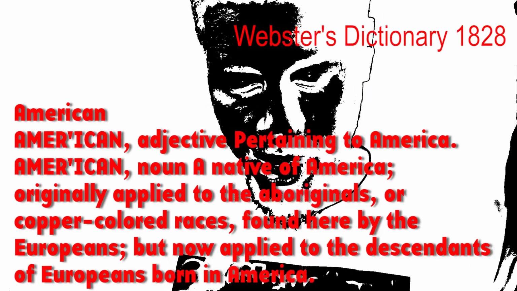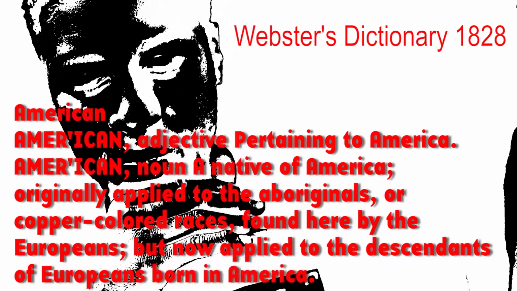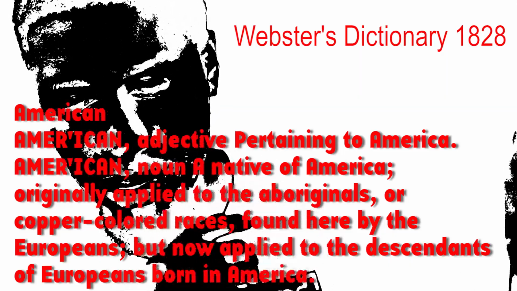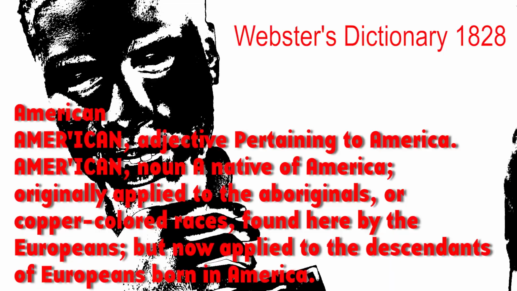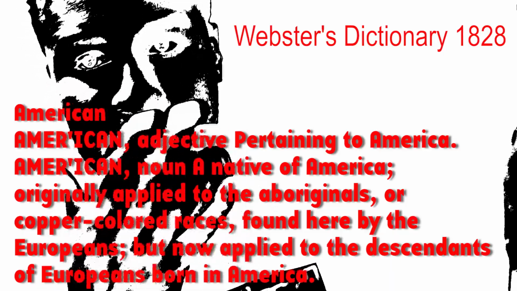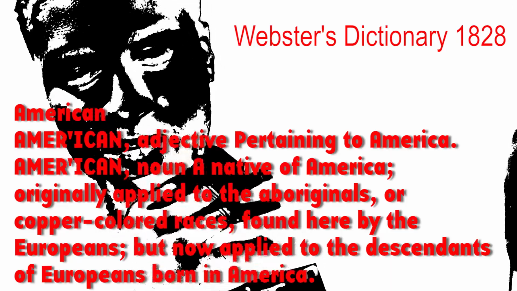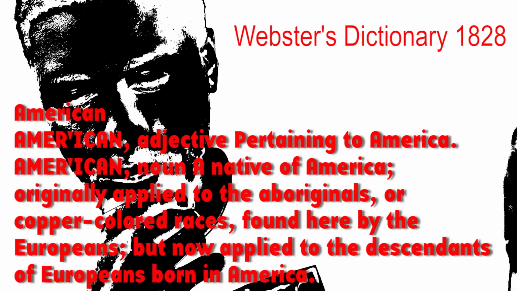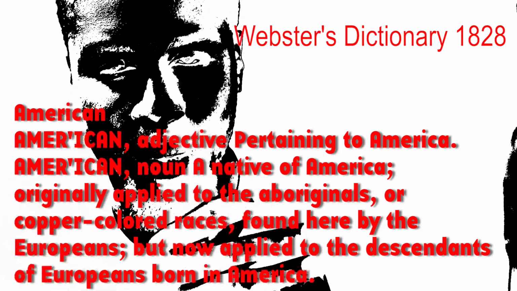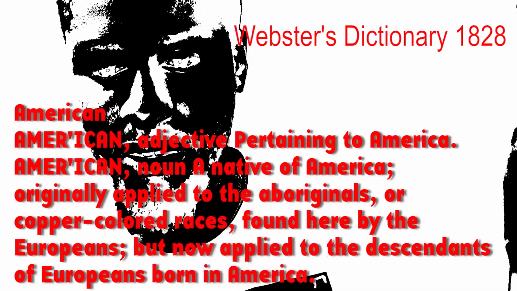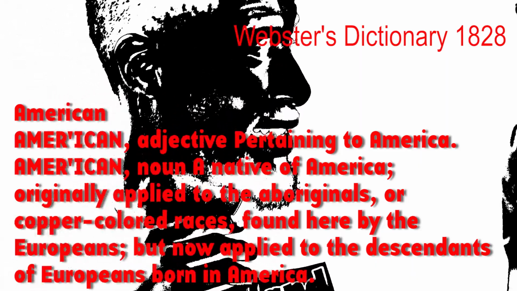Okay. It says again, American is a noun, a native of America, originally applied to the Aboriginals or copper-colored races found here by the Europeans. It don't say white Europeans. It don't say black Europeans. It just says Europeans. But now applied to the descendants of Europeans born in America. So now we know that these Europeans have taken over America and what an American is, because it says right here in Webster's 1828, that's over 100 some years ago, ain't it?